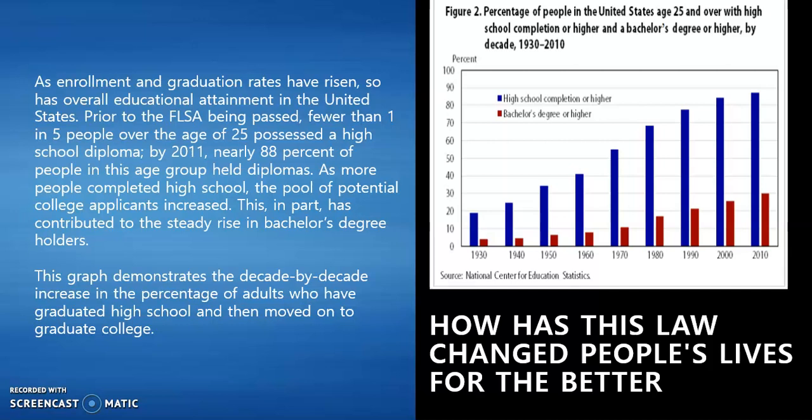This graph demonstrates the decade-by-decade increase in the percentage of adults who have graduated high school and then moved on to graduate college. And as we look at this graph, we can see in the 1930s, it was only 20% of high school completion or higher. And in 1940 it's around 25%. When you're in the moment, high school seems like a big accomplishment, but in the 1930s, 40s, and 50s, that was a huge accomplishment to graduate high school.